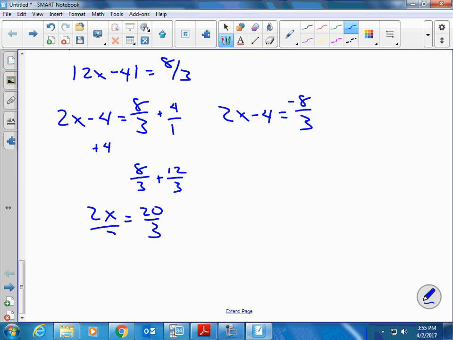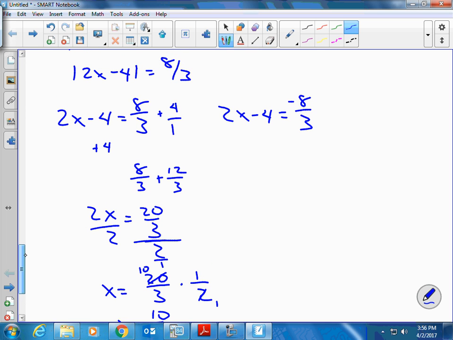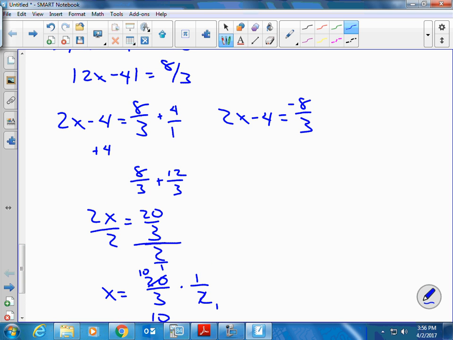Divide both sides by 2. And I get x equals 20 over 3 divided by 2. But to divide by a fraction, I multiply by the reciprocal. Remember, 2 as a fraction is 2 over 1. Final answer, x equals, that reduces down to a 10, that reduces down to a 1, and I get 10/3. I can hear a lot of people already: am I really expected to do a fraction? There's nothing wrong with fractions. Be comfortable with fractions.